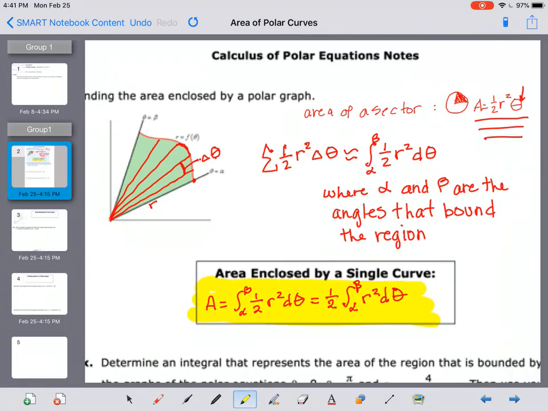Come in tomorrow, we're going to actually apply this formula and find some area. We're also going to talk about how we find some bounds, what kind of questions could be asked, and what kind of graphs could be produced. We spent a little time on that today.